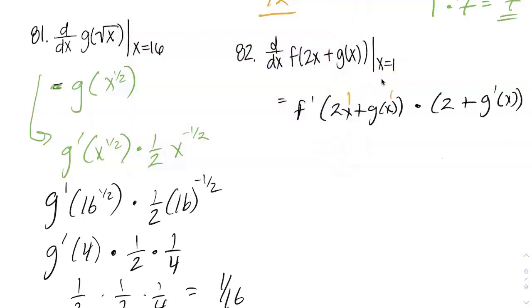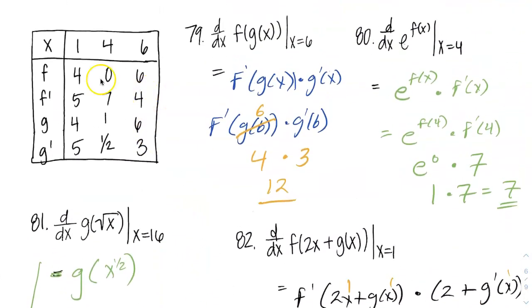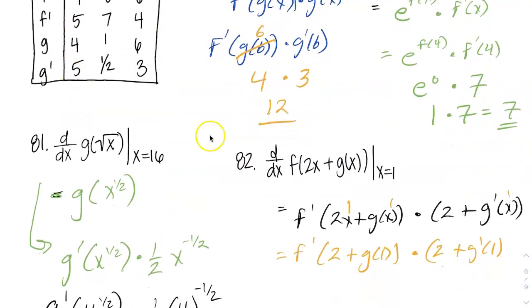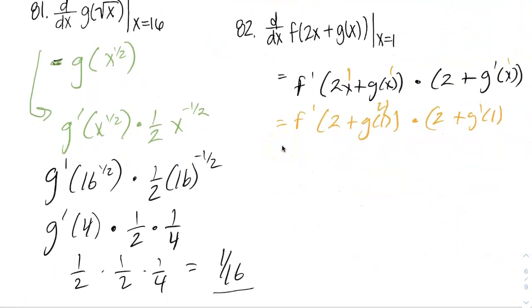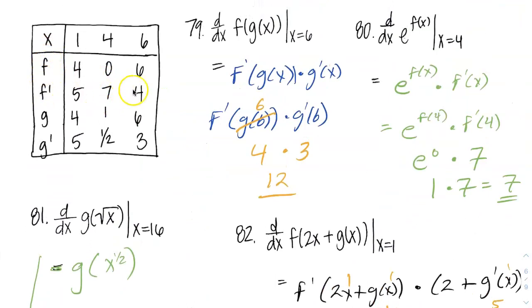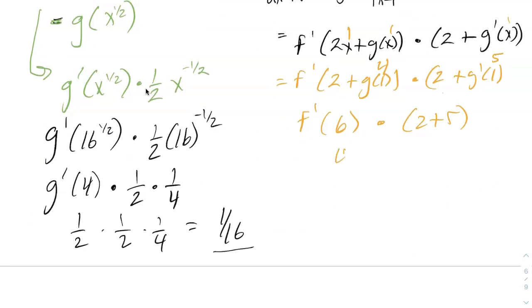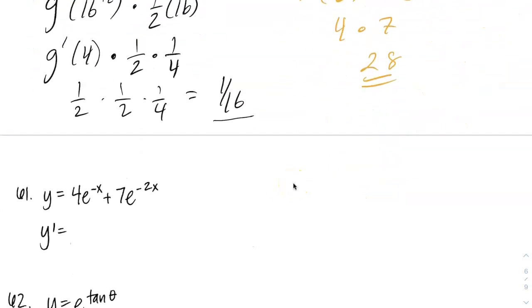So 1 goes here, 1 goes here, 1 goes there. So I'm just going to rewrite it so we can see it. So that's f prime of 2 plus g of 1 times 2 plus g prime of 1. I need g of 1 and g prime of 1. G of 1 is 4, g prime of 1 is 5. So this is 4 and this is 5. So I get f prime of 6, 4 plus 2, times 2 plus 5. So f prime of 6 is 4. So 4 times 7 is 28. So there we go. Moving on.